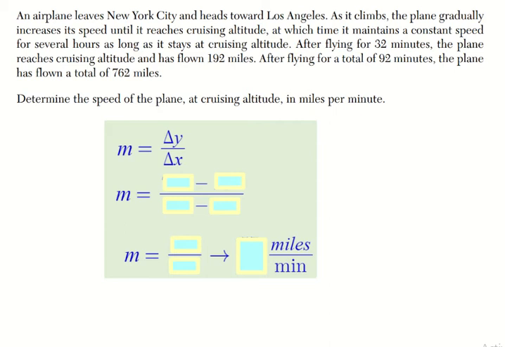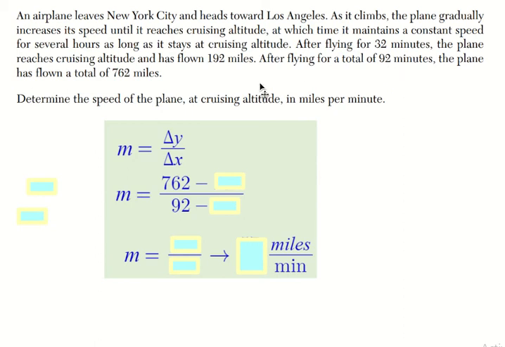So here we're measuring time in minutes and we're measuring miles. So you want to remember what we actually want to calculate is the slope, the change in y over the change in x. So after 92 minutes, the plane flew 762 miles. So 762 is our change in y, and 92 minutes would be our x.